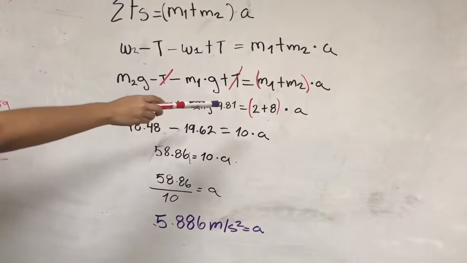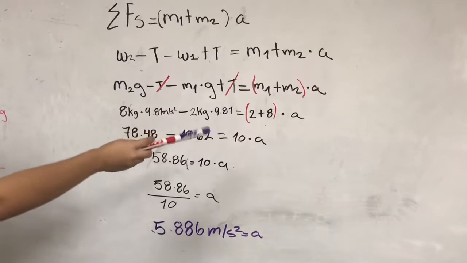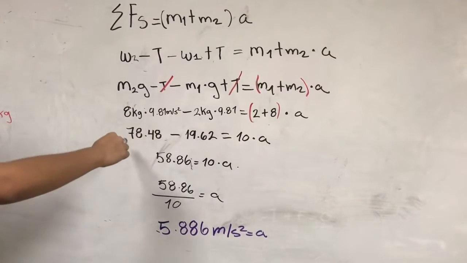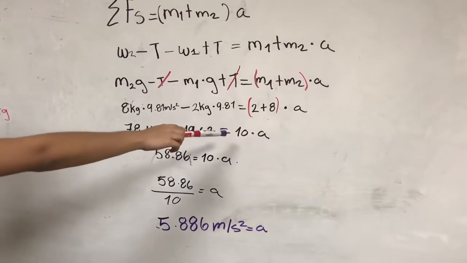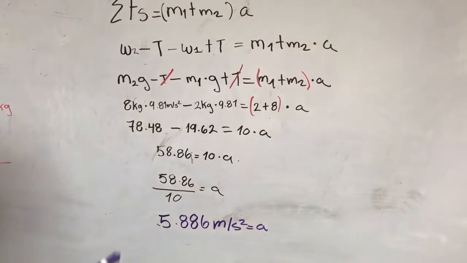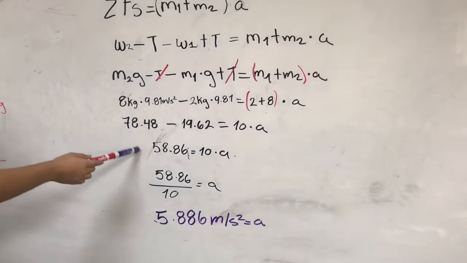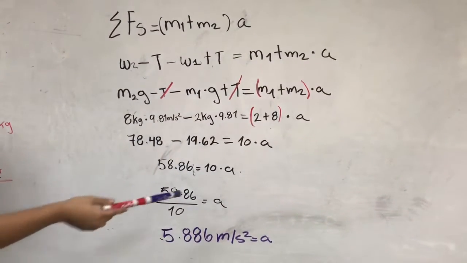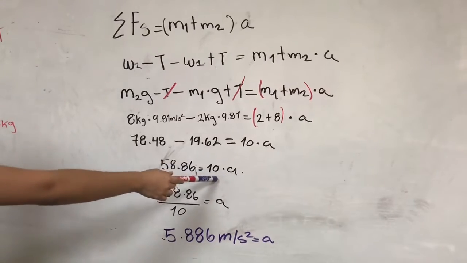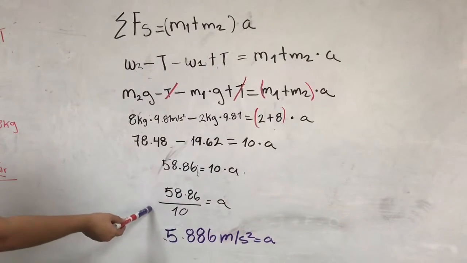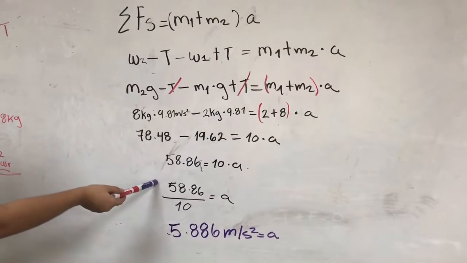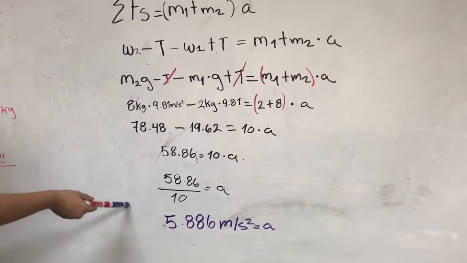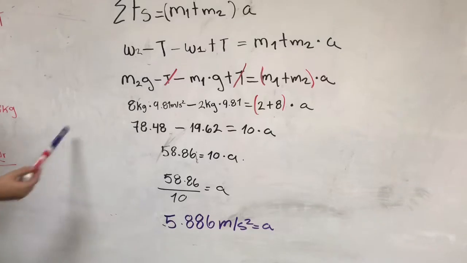And we replace mass 1 equals 2, mass 2 equals 8. Then we have the answer and we subtract. And here we add and we have 10. Then we have 58.86 equals 10 times acceleration. This 10 is multiplied here, so we pass to the other side to divide. And 58.86 divided by 10 is 5.886 meters per second squared, and this is our acceleration.